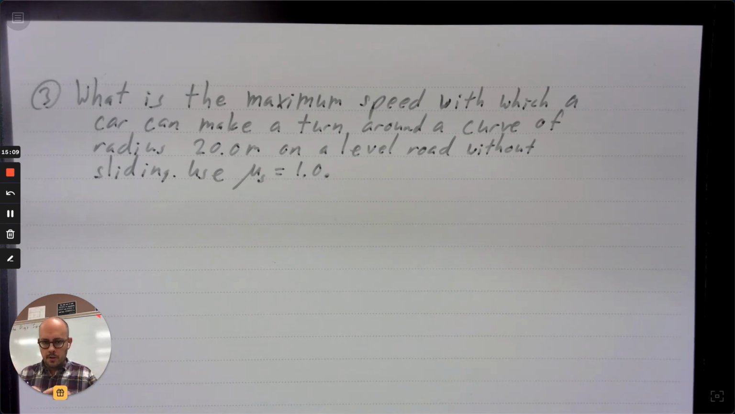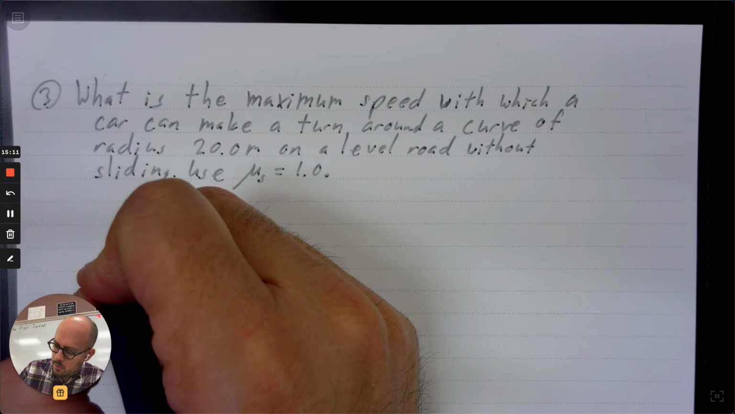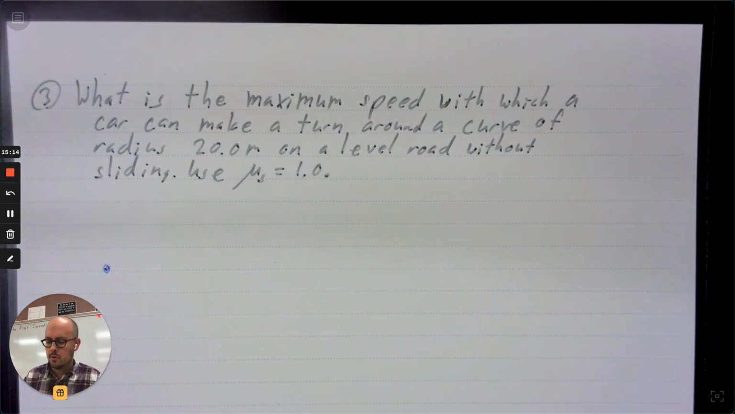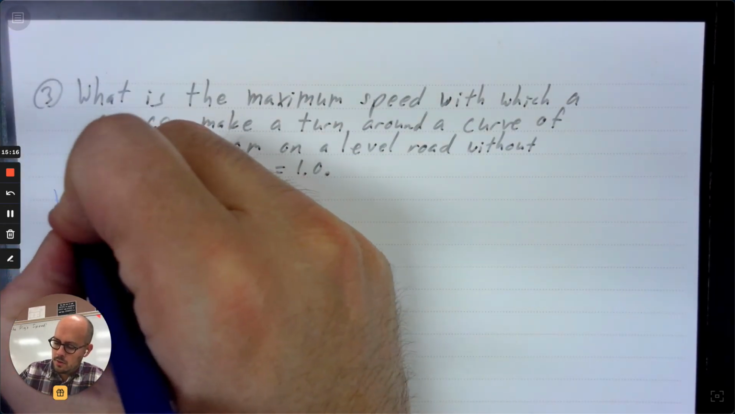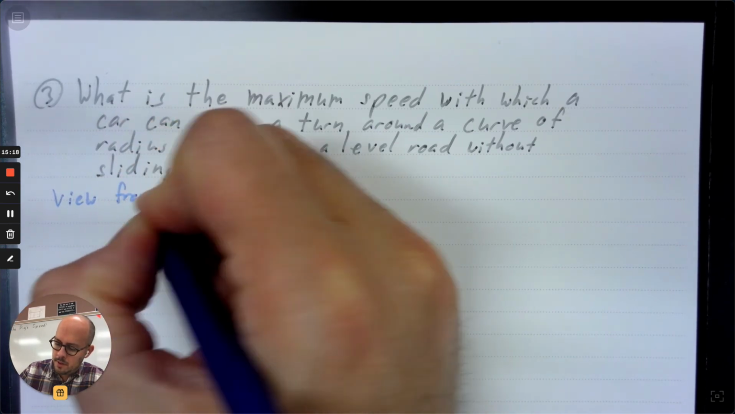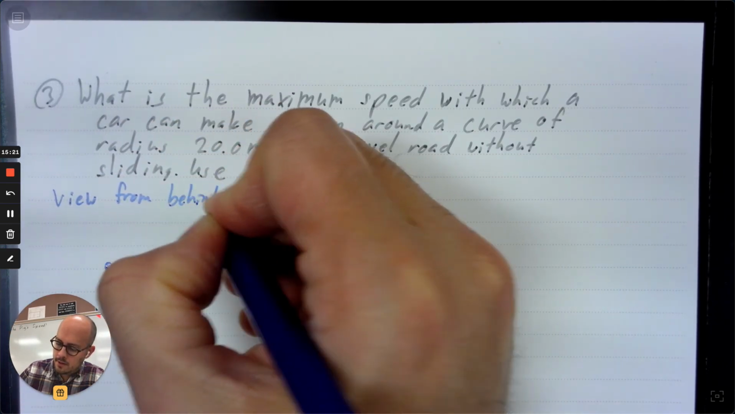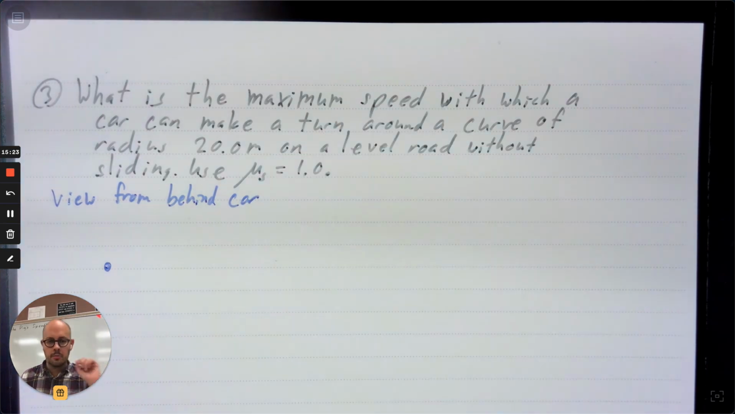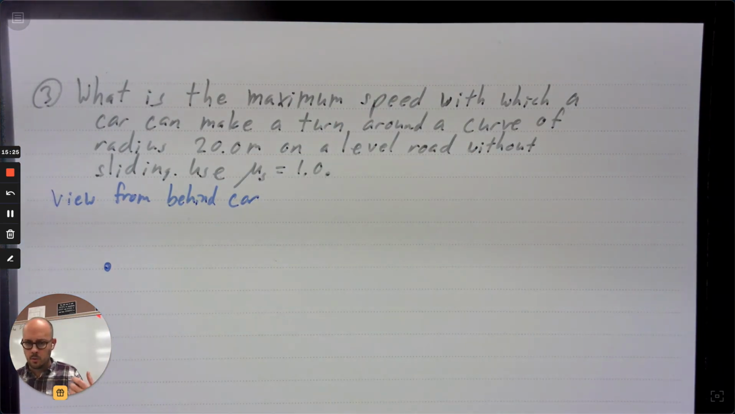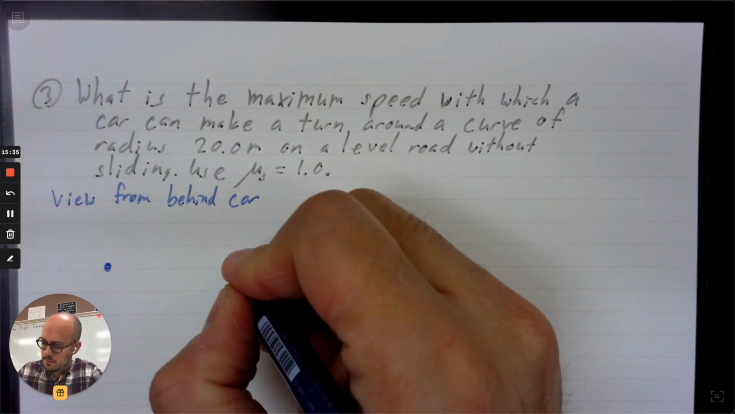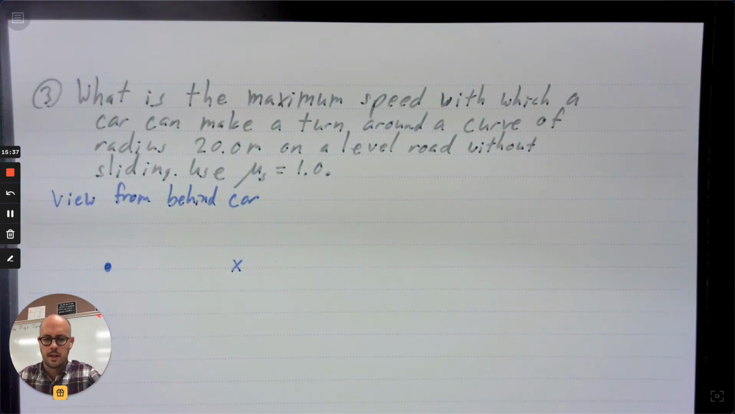So as far as this goes, for a car driving on a road, we want to act like we are behind the car. So this is the view from behind the car. Before you even draw anything, you want to identify where the center of the circle is. In other words, if you're following behind the car, do you think the car's about to make a left turn or a right turn? Because most things in physics we want to have happen from left to right, I'm going to say that the center of the radius of the turn is to the right.